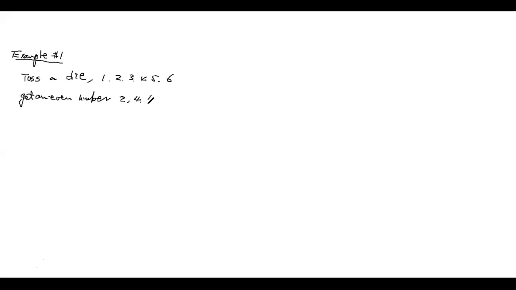Let's think about a very simple example. Everybody should know, if I toss a die, I'm going to come out with 6 faces: 1, 2, 3, 4, 5, 6. If I'm interested in the probability of getting an even number, what are the even numbers? You will get a 2, 4, or 6, right?